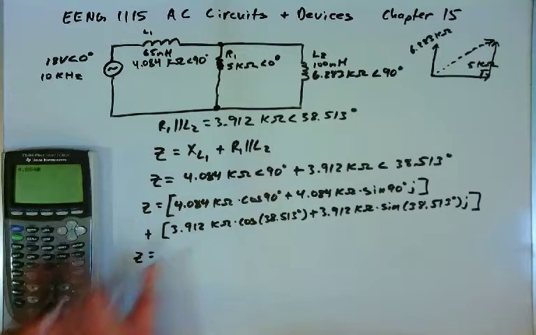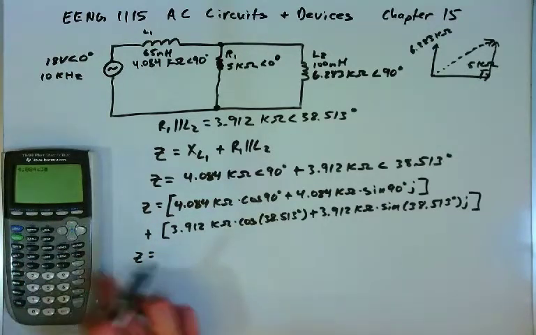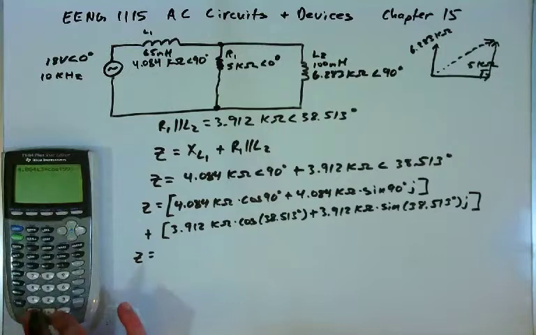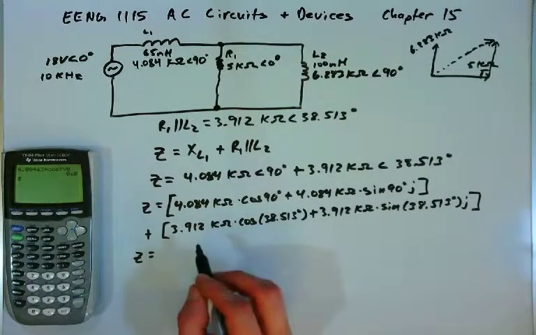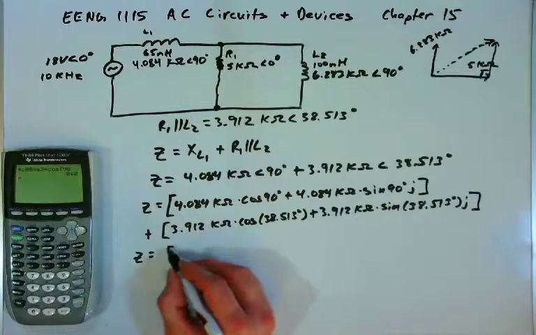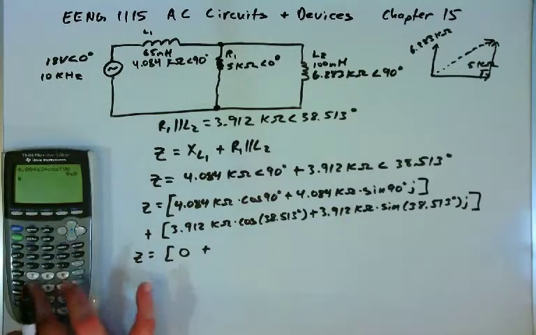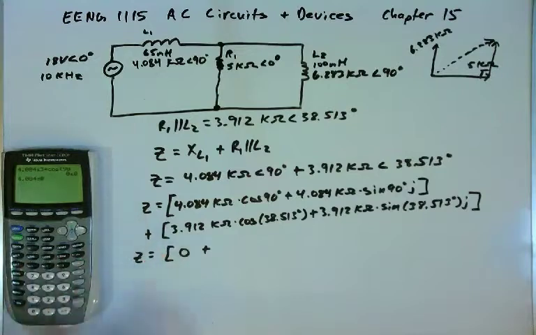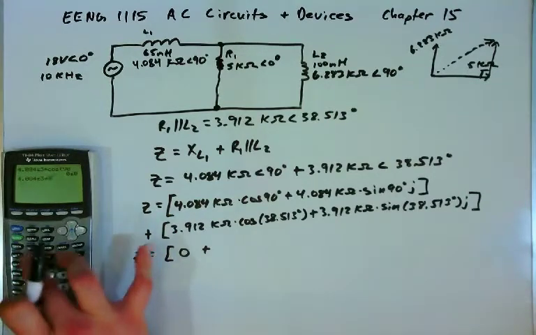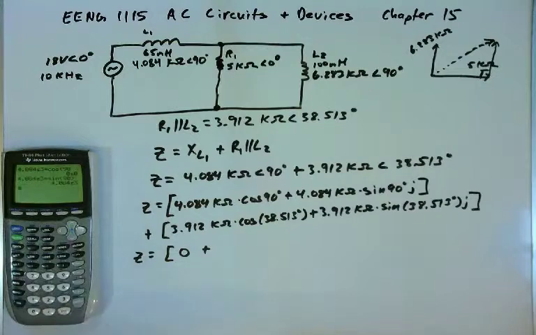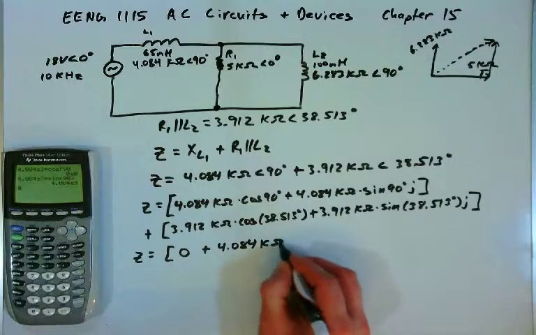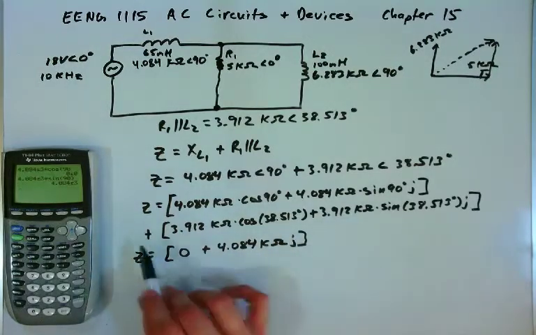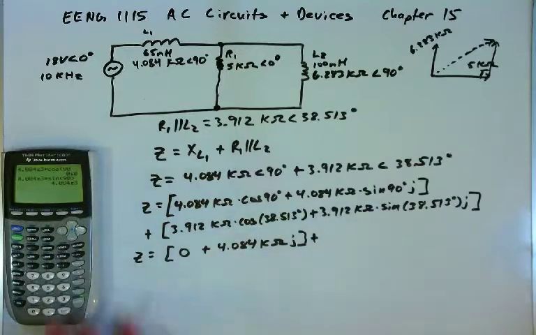Try that again. 4.084 kilo times the cosine of 90 degrees, which is 0, right? The x component for the inductor is 0, plus the y component, 4.084 kilo times the sine of 90 degrees, which is 4.084 kiloohms, J, and then we're adding to this vector.